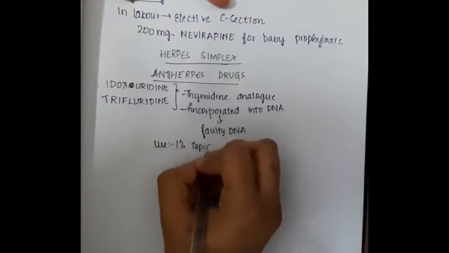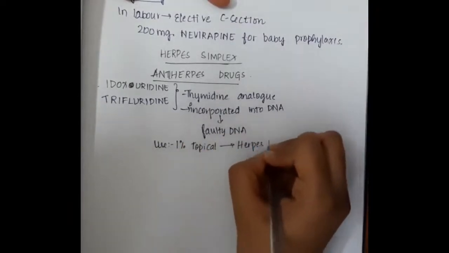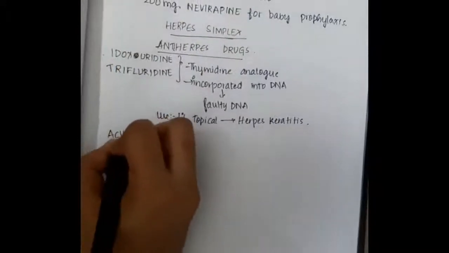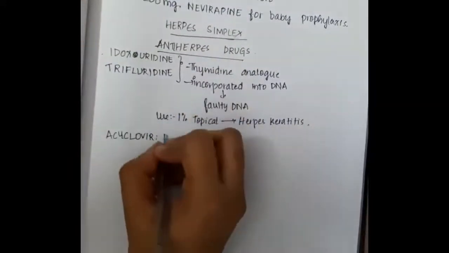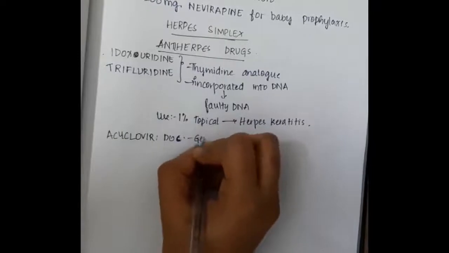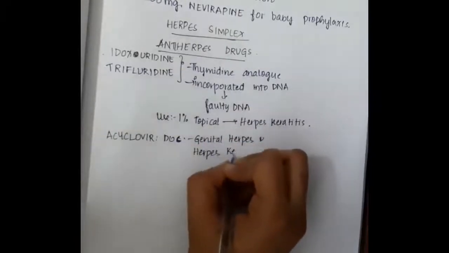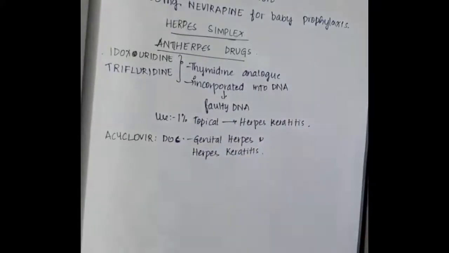These drugs are used as 1% topical preparations in herpes simplex keratitis. Then we have the drug acyclovir. Acyclovir is the drug of choice for genital herpes and also herpes keratitis. The mechanism of acyclovir is very important.